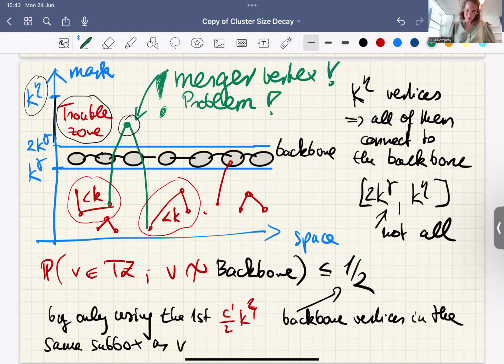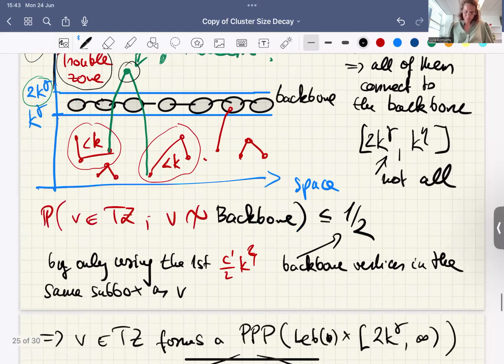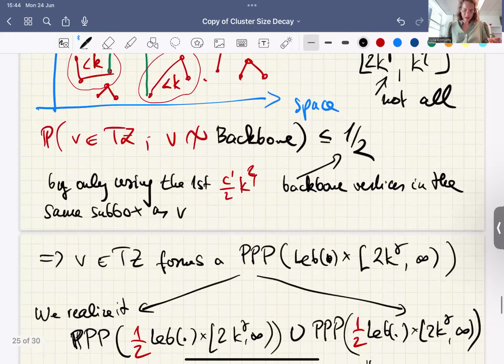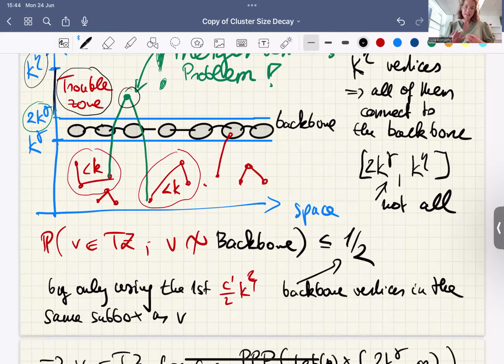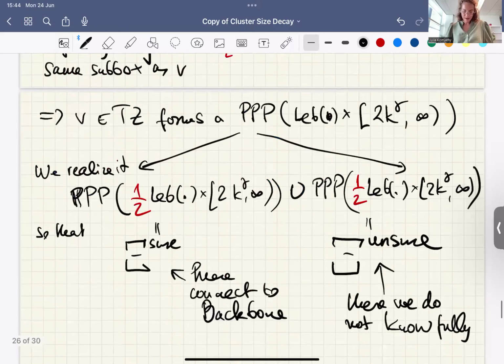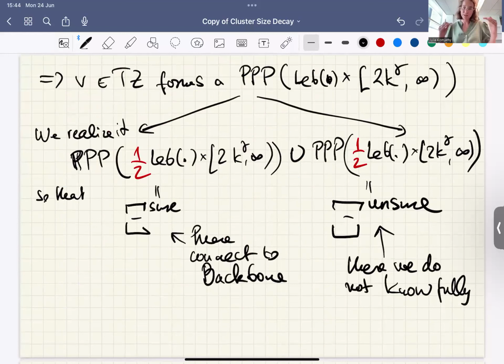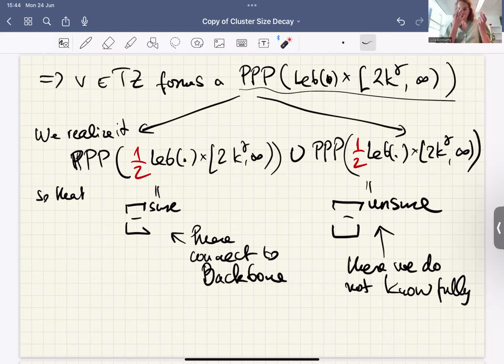So even though these merger vertices, so vertices above mark k to the gamma, not all of them connect to the backbone, every single one of them connects to the backbone with probability at least a half. So we can use this. We can use this because this is where our method is specific to Poisson point processes. The vertices above mark 2 times k to the gamma form a Poisson point process with a certain intensity. And we know that every one of these vertices connects to the backbone with probability at least 1/2. So we realize this as two different PPPs where we halve the Lebesgue intensity. So one of them will have half times Lebesgue and the other one will also have half times Lebesgue.